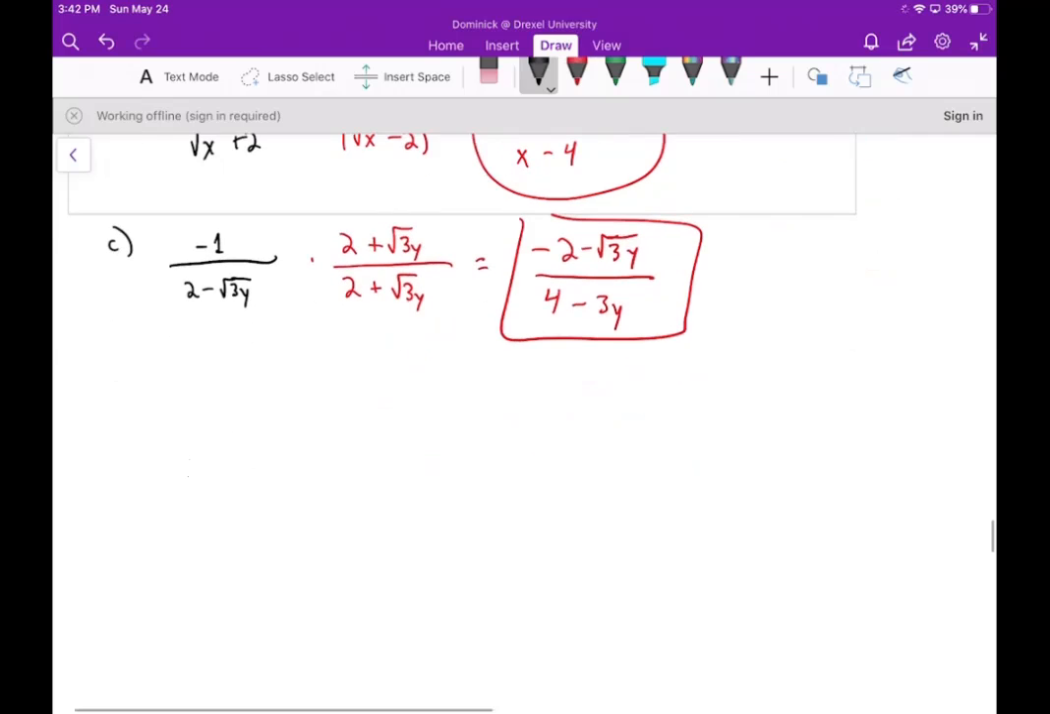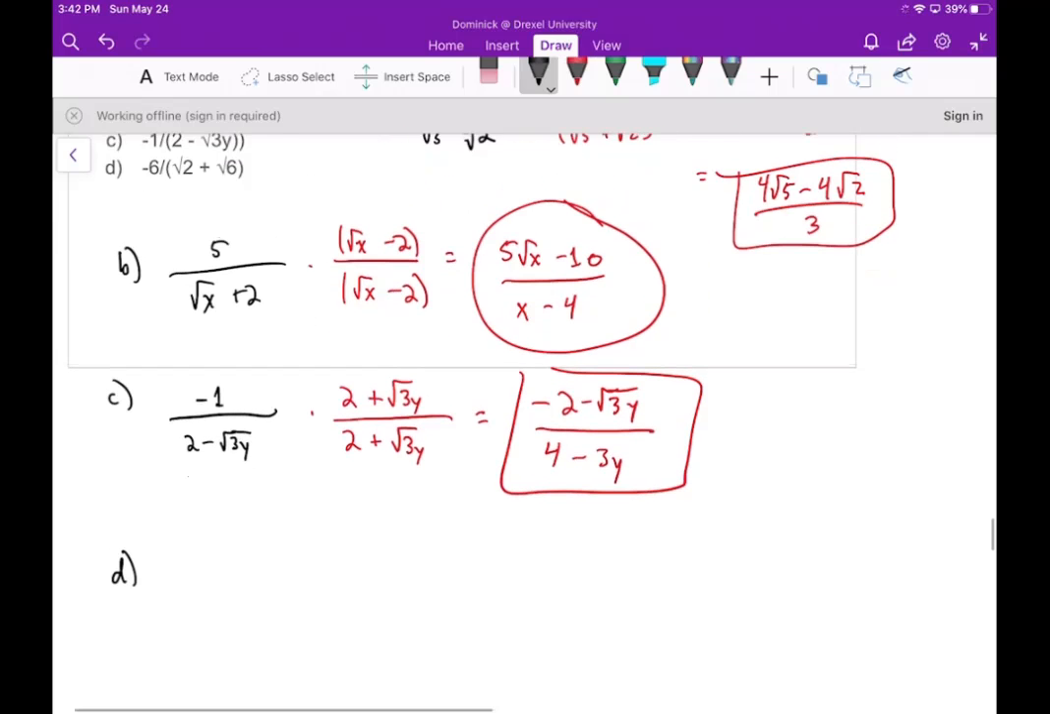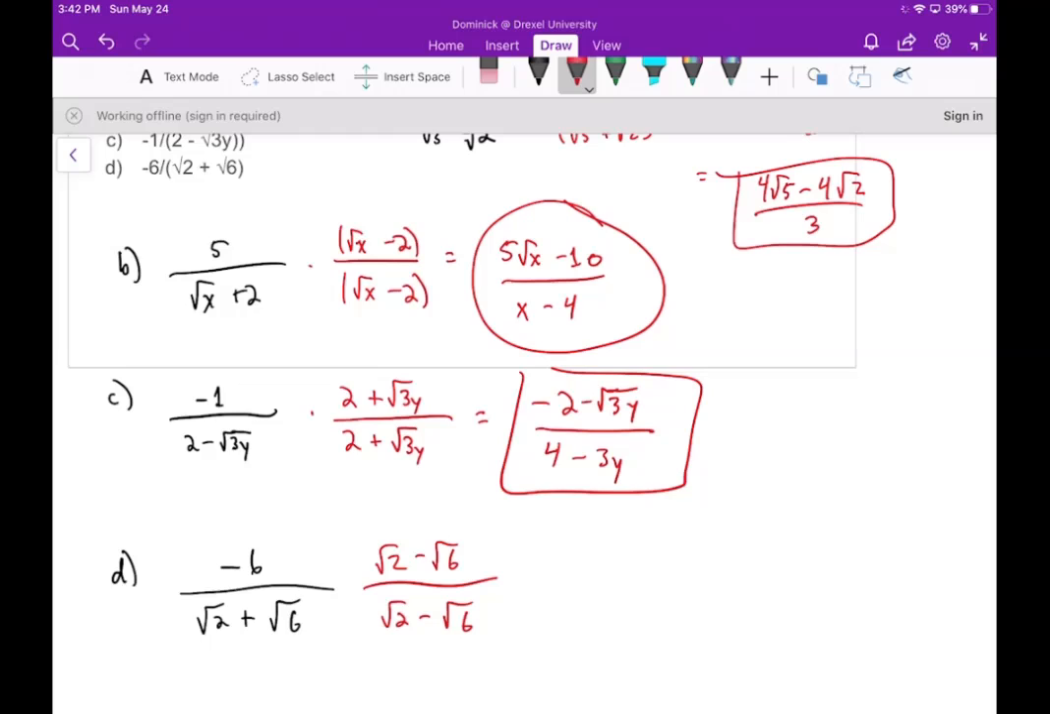And then finally, part D, we have negative 6 over (square root of 2 plus square root of 6). So we'll multiply the top and the bottom by square root of 2 minus square root of 6. In the bottom, we get 2 minus 6. And in the top, we get negative 6 square root of 2 plus 6 square root of 6.